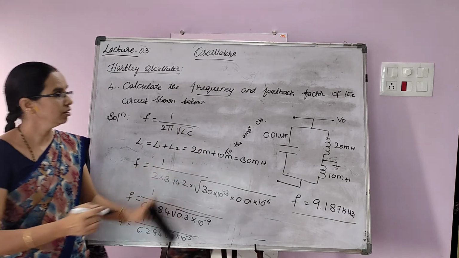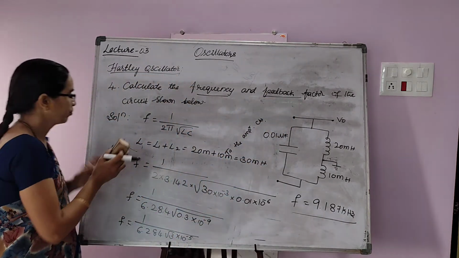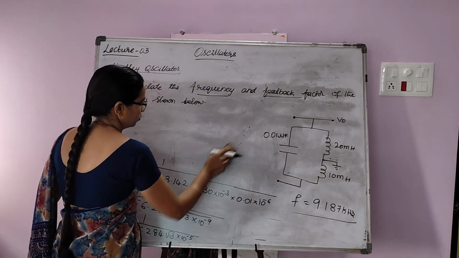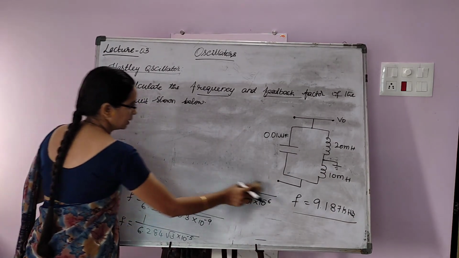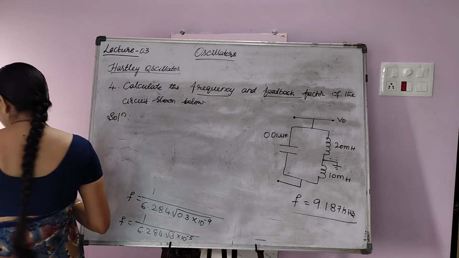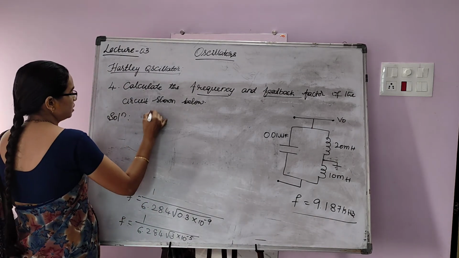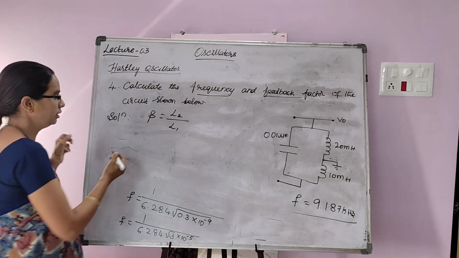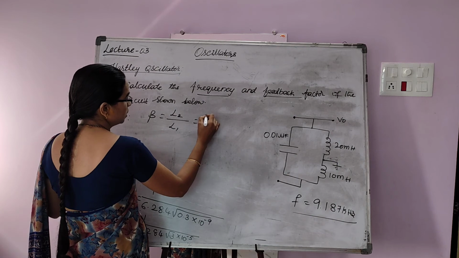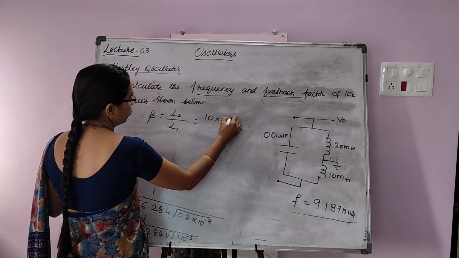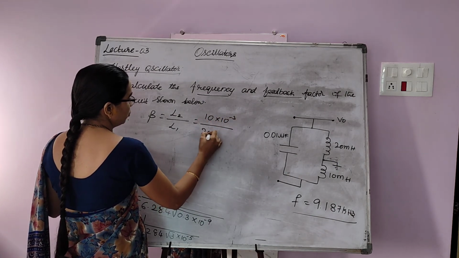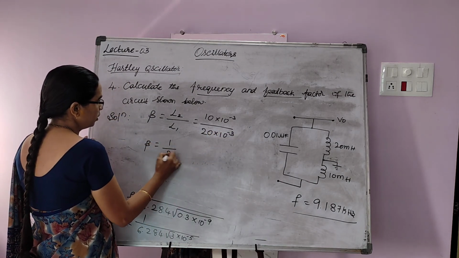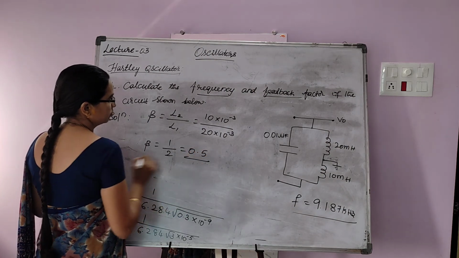Next, we have to find out the feedback factor. Calculate along with me. Feedback factor is given by, for Hartley oscillator, L2 by L1. L2 is 10 into 10 to the power of minus 3. L1 is 20 into 10 to the power of minus 3. So beta is equal to 1 by 2, that is 0.5. That's all.